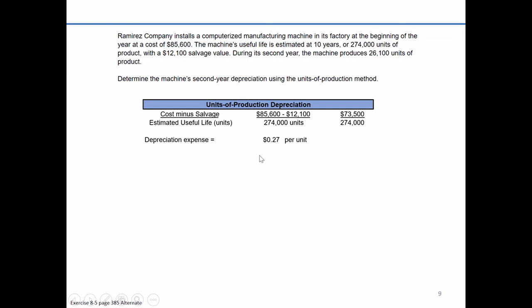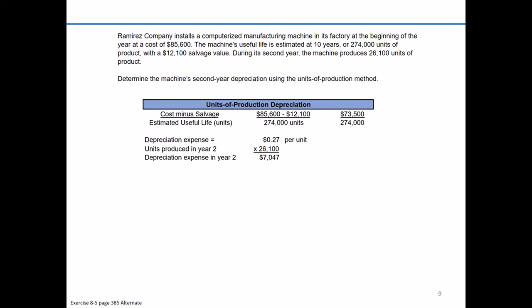So how do we figure out how much depreciation expense in total, not just per unit, but in total to record for the year? We simply have to look at what's the actual amount of usage that happened. This is the second year. The actual amount of usage is 26,100 units were produced. So to figure out the total depreciation expense in year 2, we take 26,100 units produced times 27 cents per unit, and we get a total of $7,047 that would be recorded as depreciation expense for the year.